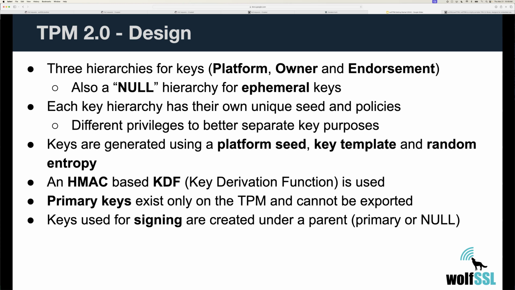Each hierarchy has their own seed, and keys created under them have different policies associated with them. I'm not going to go into too much detail because it's fairly complicated, but keys are generated using that platform seed, a template, and some random entropy, and it uses an HMAC-based key derivation function. Now, primary keys must be created first before you can create or import other keys under them, and the primary keys are one of those three types of primary keys: platform, owner, endorsement. There's also a null type hierarchy for ephemeral keys that are just one-time use that might get tossed out.